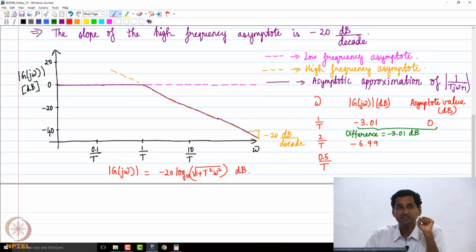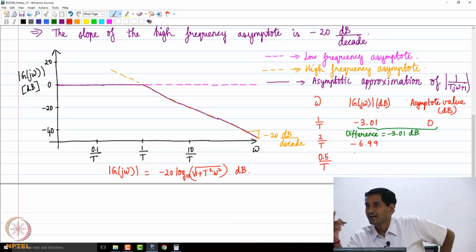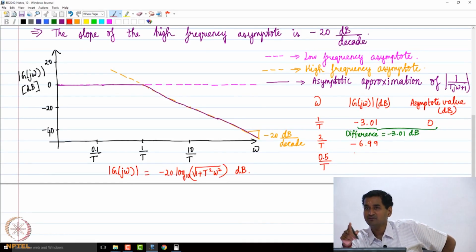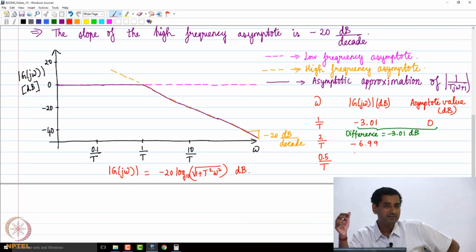So what is the asymptote value? Where will you substitute for the asymptote value? You will substitute in the high frequency asymptote. Why? Because now the omega is greater than the corner frequency, so I can't say the asymptote value is 0 decibels. I have to use the high frequency asymptote. What is the high frequency asymptote? It's minus 20 log T omega. So you substitute omega equals 2 by capital T in that.